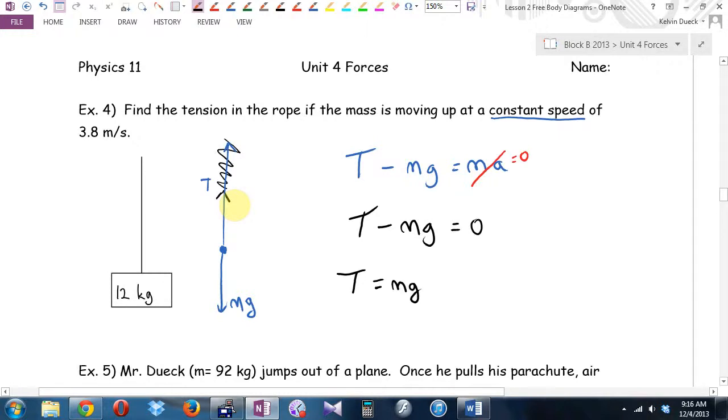So just because you're moving upwards doesn't necessarily mean you're accelerating upwards. It's the acceleration that causes an unbalanced force, not the movement.